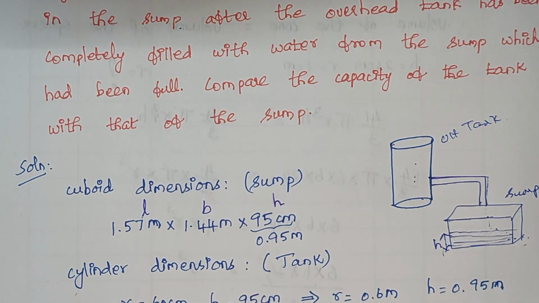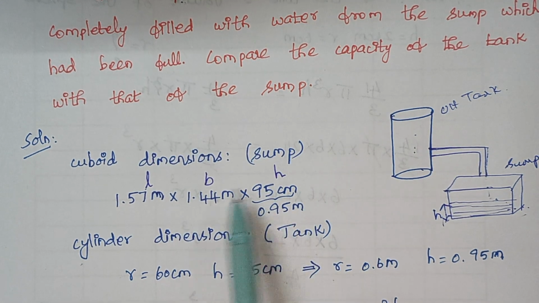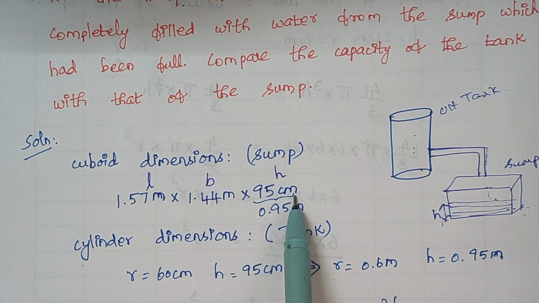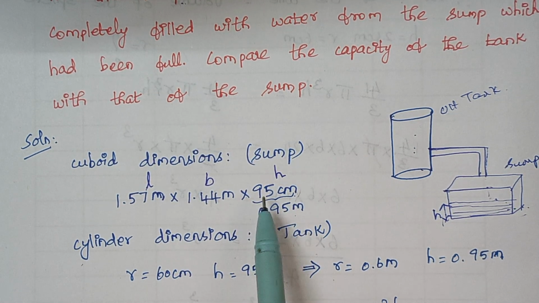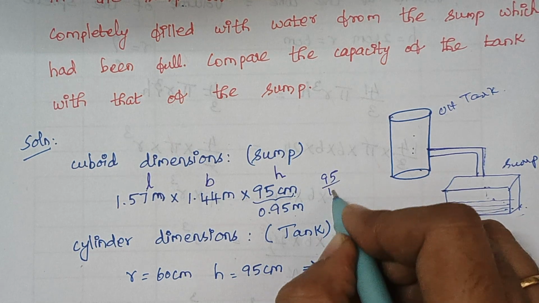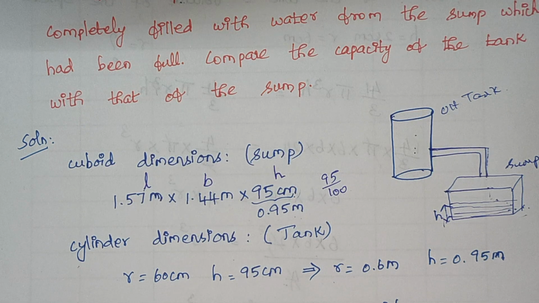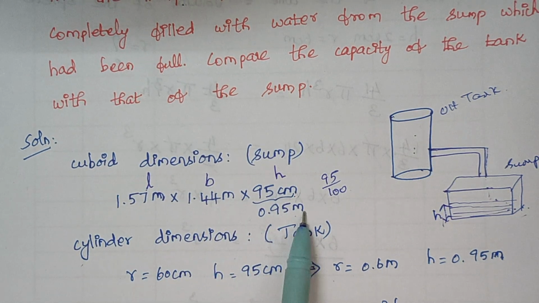Now we are going to find the volume of the cylinder. Here, I forgot to tell this: these two terms are in meter and this one is in centimeter. So I am going to convert this centimeter to meter. Therefore I am dividing 95 by 100, which is 0.95 meter. Always beware of the dimensions. Even if you make a small mistake in the unit, your entire answer will be wrong. Now I have converted these three terms to meter.